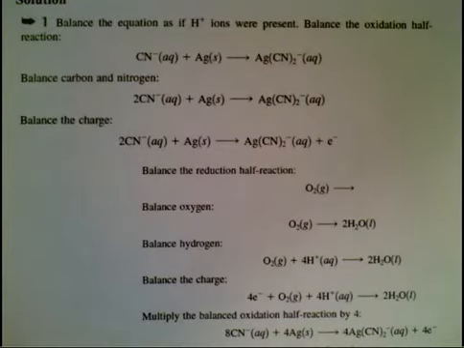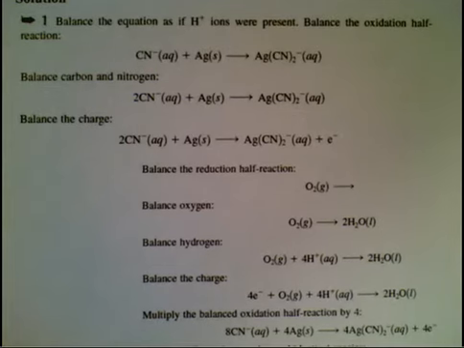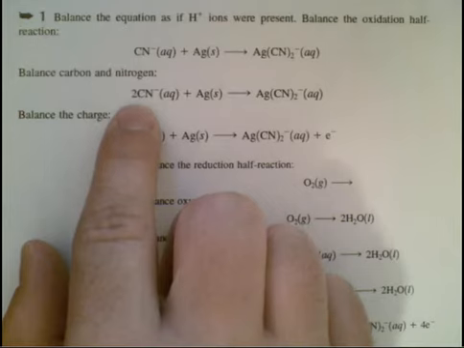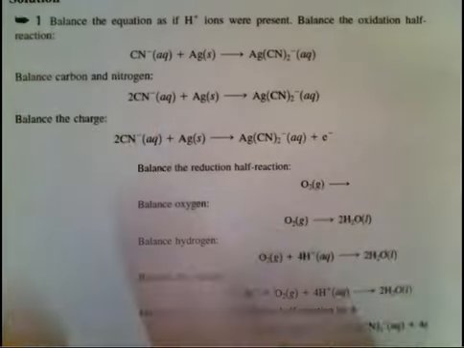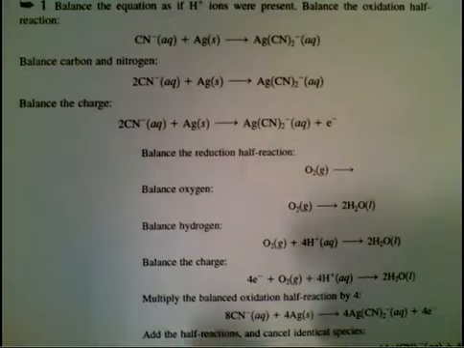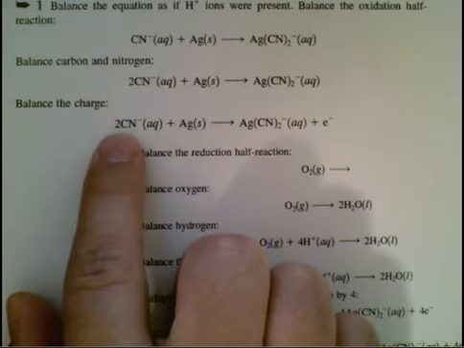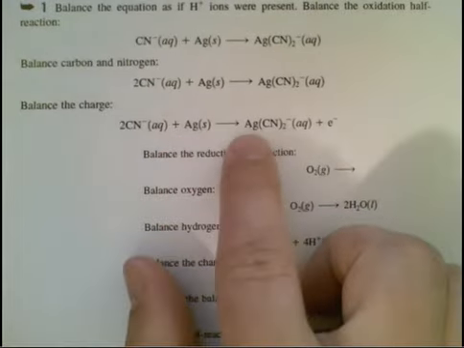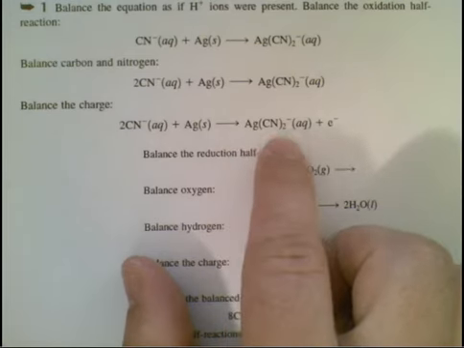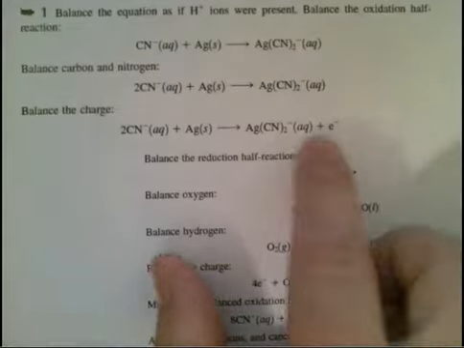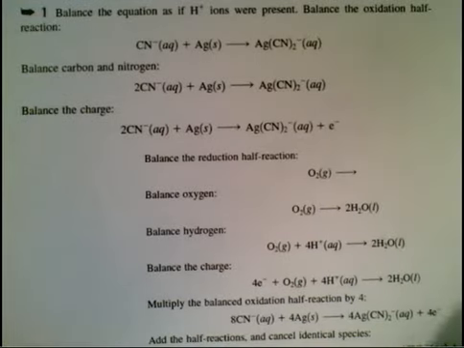Next, we're going to balance the carbon and the nitrogen. We're going to throw a coefficient of 2 in front of the CN-1. This is going to allow us to balance the charges next. So we have 2 CN-1 in the aqueous state. We have Ag in the solid state. They're reacting to form silver cyanide, Ag(CN)2 with a minus charge in the aqueous state, plus 1 extra electron.